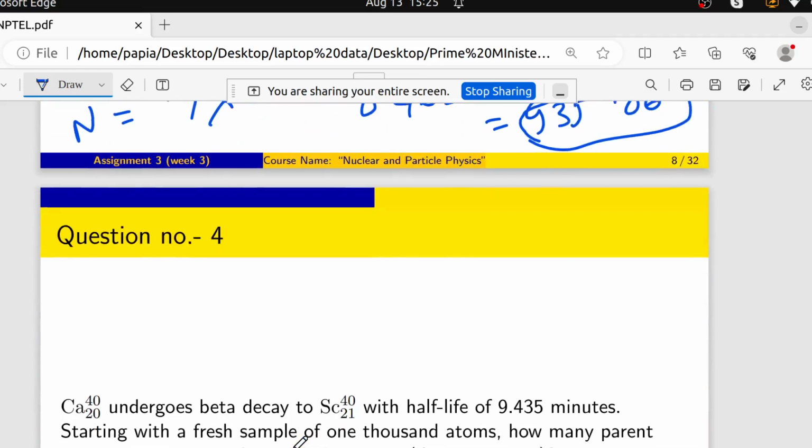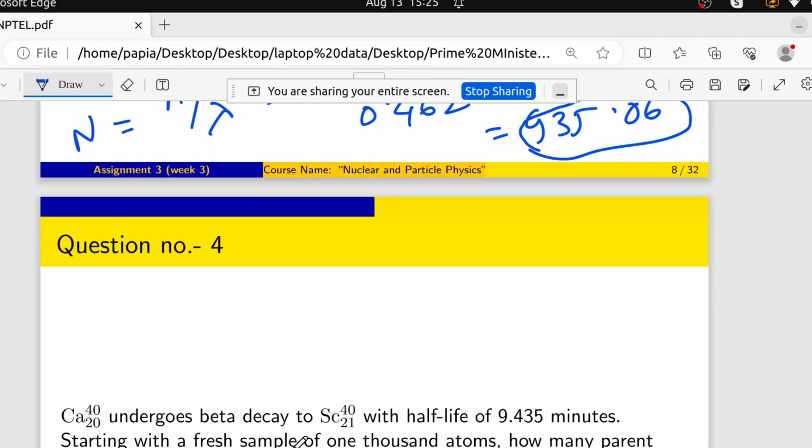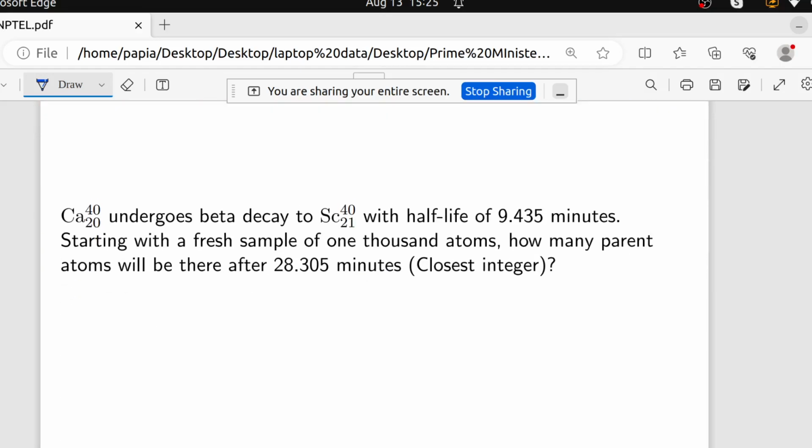Yes, ma'am. Okay, it's a very simple one, whatever it was in the previous question. Now coming to question number 4. In that question number 4, it is a little bit tricky, not that much. So the question is: calcium-40 undergoes beta decay to scandium-40 with a half-life of this one. Starting with a fresh sample of 1000 atoms, how many parent atoms will be there after this many minutes?